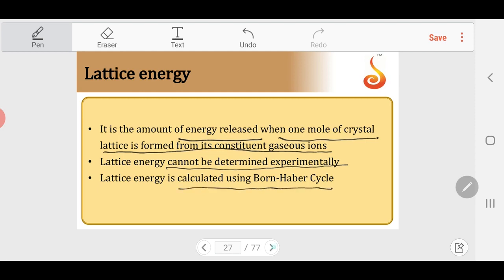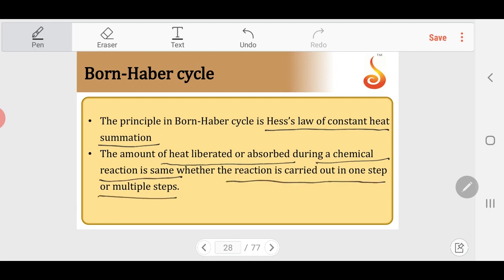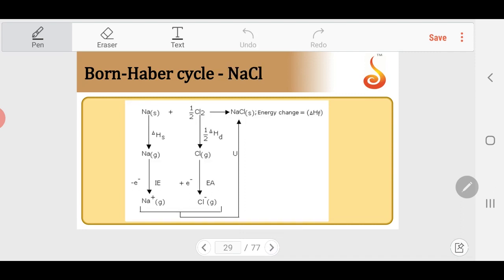So what exactly is the Born-Haber cycle? The Born-Haber cycle is based on what is called Hess's law of constant heat summation. Hess's law of constant heat summation says that during a chemical reaction, the amount of heat liberated or absorbed will remain the same. The enthalpy change of a reaction will remain the same whether the reaction is carried out in one step or in multiple steps. So let us see the Born-Haber cycle for a simple example, NaCl.